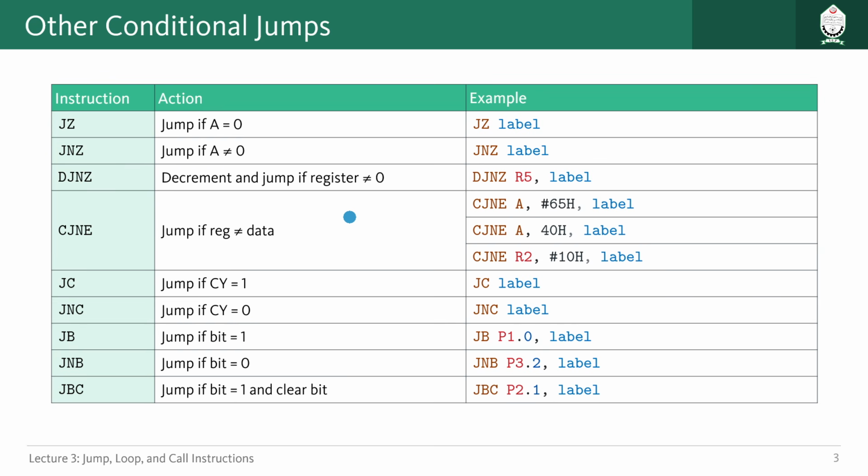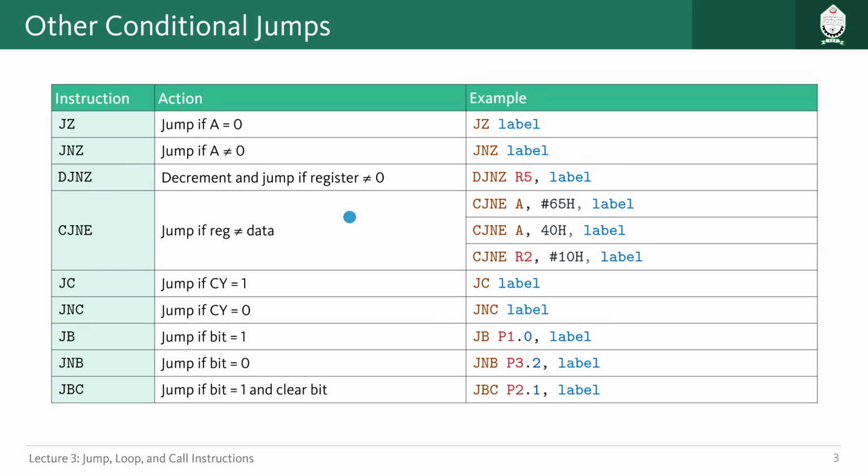conditional jumps. Later on we will see there are unconditional jumps, where we don't need any condition to be fulfilled for going to a particular label. If we just tell our program that you have to go to that label, that is unconditional. Here we are talking about conditional jumps, and we have multiple variants of this kind of conditional jump.